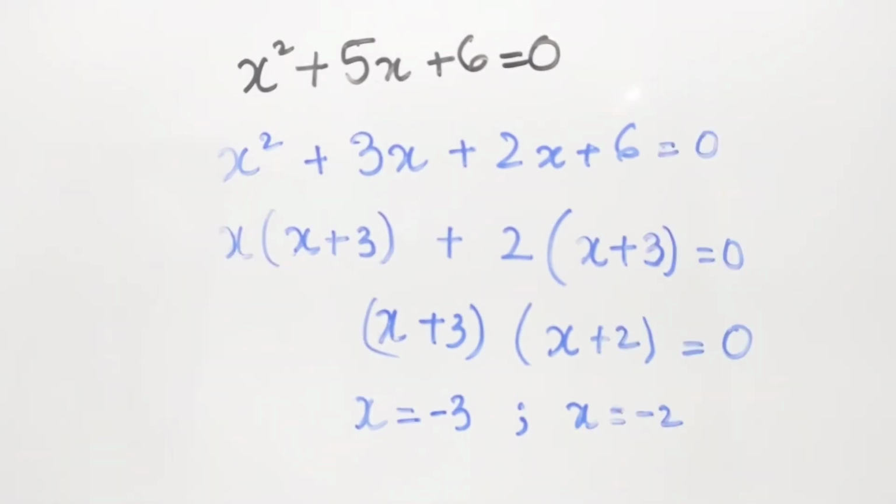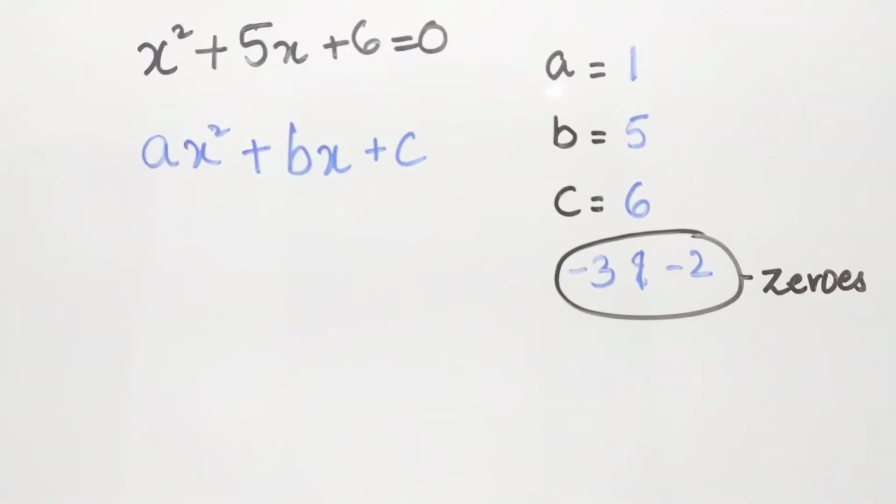Now, do we see any relationship between the zeros of this polynomial and the coefficients that we had in our original polynomial? What were the coefficients? If I write it as any general polynomial, ax² + bx + c, in our polynomial we have a equals 1, b equals 5 and c equals 6. Do we see some relationship between the two zeros that we got and these numbers?